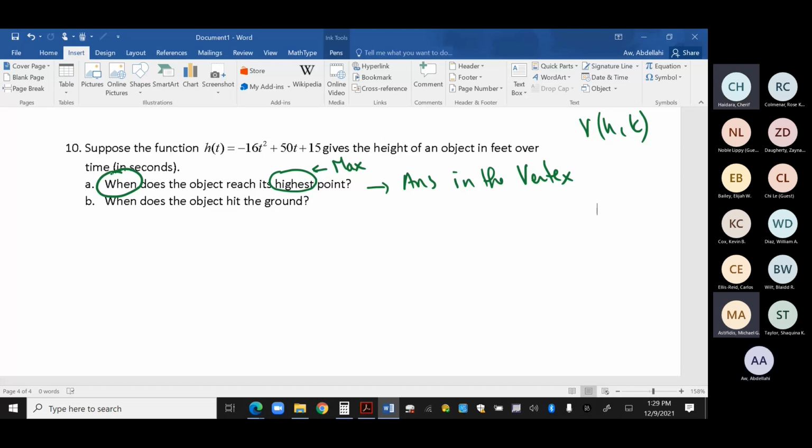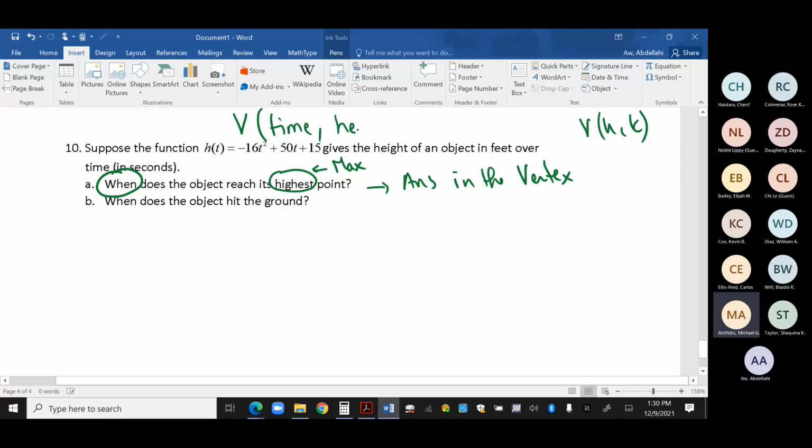We have to find the time, right? In this case, the time is it the H or the K here? Oh, it's the H. As you know, here the vertex will be time and height, right? So the vertex will be like this: the time and the height. Every time I say when it's going to reach the highest point, the answer will be the time, right? Which is the H.